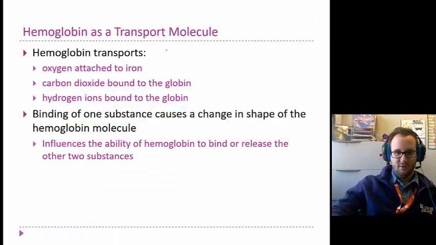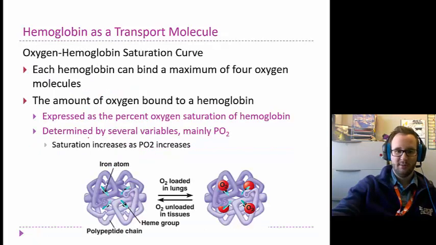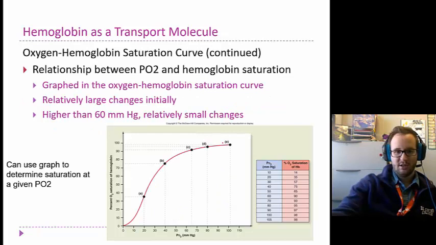So hemoglobin is a very important molecule because it transports oxygen and it transports carbon dioxide, and it also has the ability to transport some excess hydrogen ions that are bound to the globin part of the protein as well. But whenever you have any of these molecules binding to the hemoglobin, it changes the shape of the hemoglobin molecule, which influences how much can be transported. So, for example, whenever your hemoglobin is loaded with oxygen, it is not going to be able to transport as much carbon dioxide. And so whenever it's not fully loaded, it's going to be a slightly different shape, and it's going to carry off some of that carbon dioxide. So we're going to now talk about the hemoglobin saturation curve.